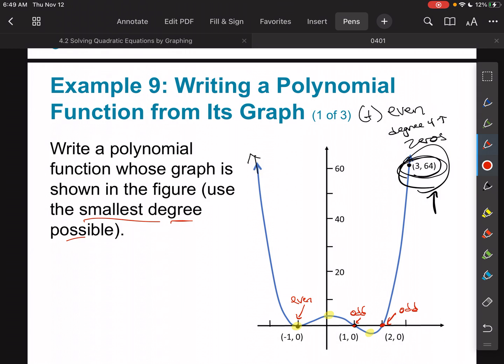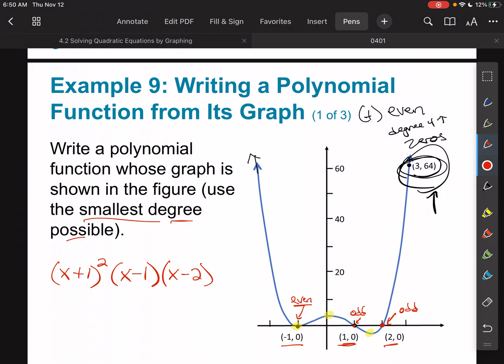So I have a 0 at -1. I'm going to say x plus 1, because -1 makes this go to 0. And I know that I have an even multiplicity here because we bounce, so I'm going to square that. Then the next one is at 1, so we have x minus 1, because if you plug that 1 in there, it makes that go to 0. That has to be odd, so I'm going to keep it at 1. I don't have to write the exponent because we assume it's 1. And then I have a 0 at 2, so x minus 2, and that one has to be odd as well, so I'm going to leave it like that.